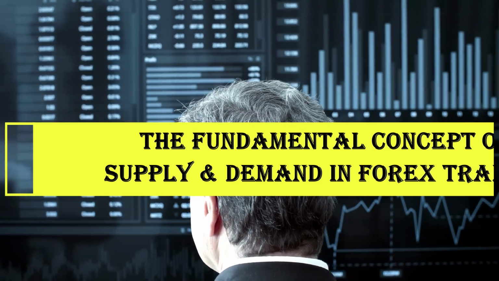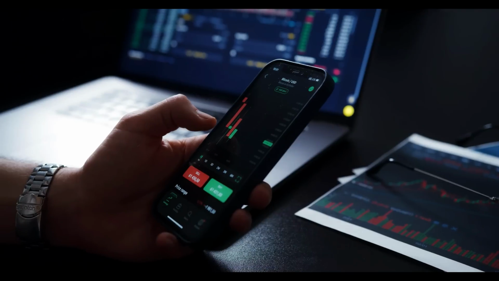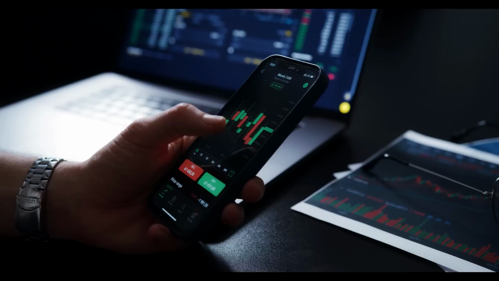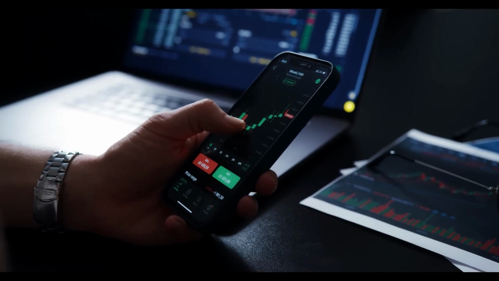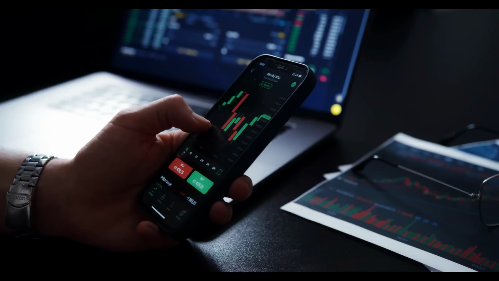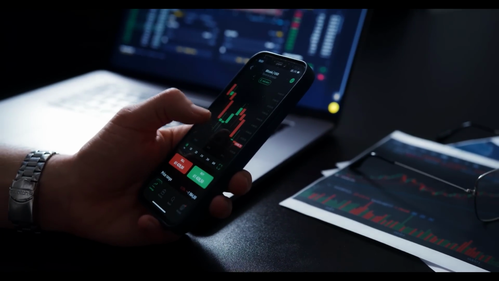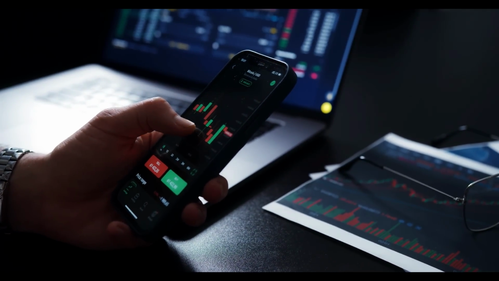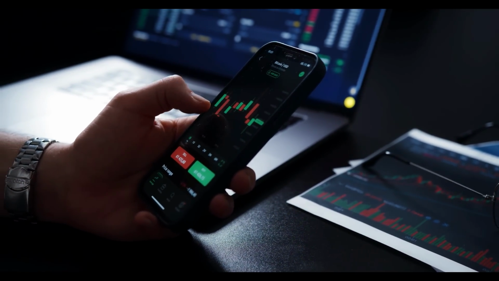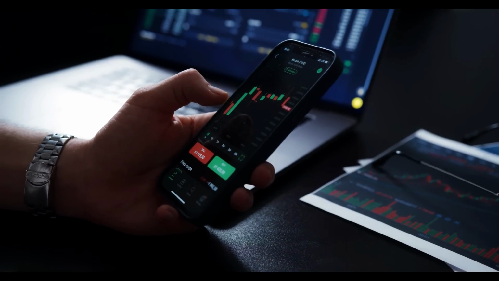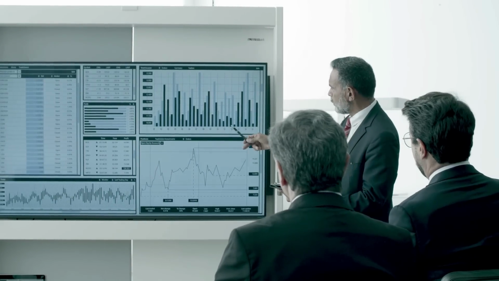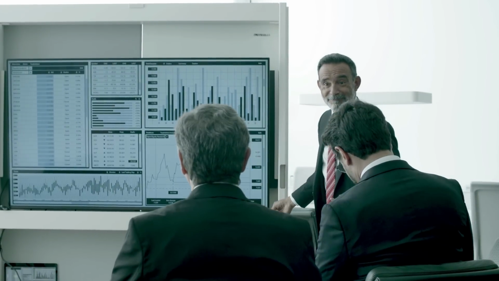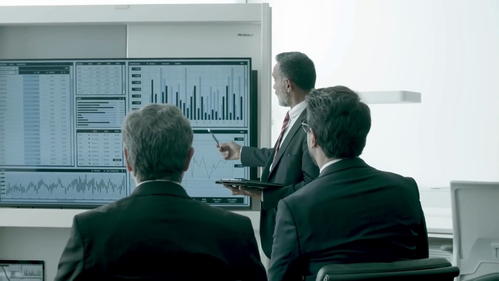Supply and demand are fundamental economic principles that play a crucial role in the Forex market. In simple terms, supply refers to the amount of a particular currency available in the market, while demand represents the amount of that currency that buyers are willing to purchase at a given price. In Forex trading, the exchange rate between two currencies is determined by the balance between supply and demand. When demand for a currency increases, its price rises, and when the supply exceeds demand, the price decreases.